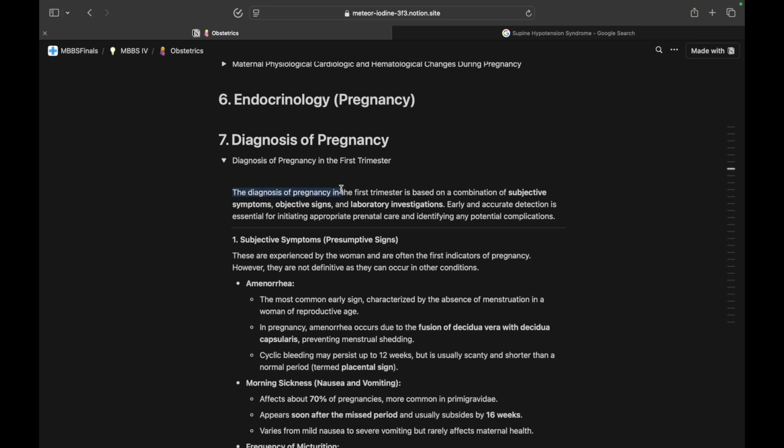Coming to diagnosis of pregnancy in first trimester is based on combination of subjective symptoms, objective signs and lab investigations. Early and accurate detection is essential for initiating appropriate prenatal care and identifying any potential complications.